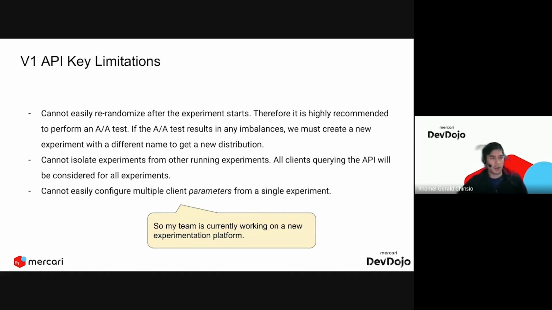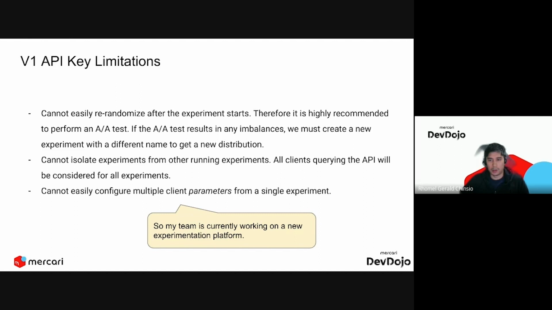Okay, so these are some of the shortcomings in our current widely available system. We're considering it already a legacy system, but we have to keep using it until we completely transition. So this is just a heads up on what to look out for. We don't have an easy way of re-randomizing. So when we run experiments, we should actually run what's called an AA test before the AB test.